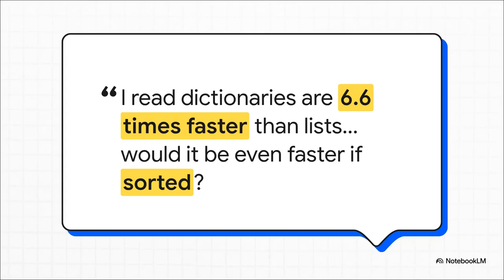I love this question from a Reddit user because it gets right to a common point of confusion. They're thinking, okay, dictionaries are fast. I know sorting data makes searching faster. So if I sort the dictionary, it'll be even faster, right? And that's a totally logical thought if you're dealing with a list. But for dictionaries, it completely misses the point of how they work.